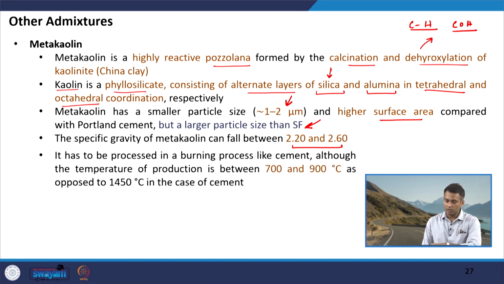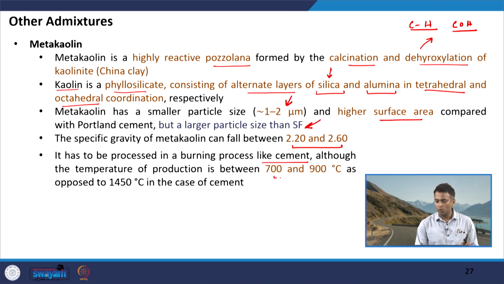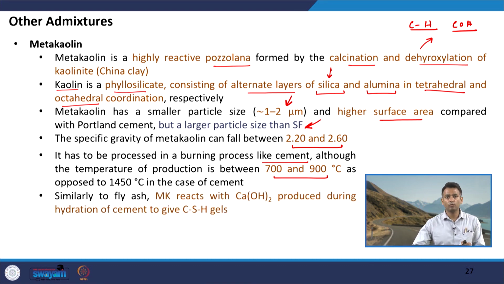It has to be processed by a burning process like cement. Now, the process is the same, but here we use a lower temperature. So, there we were also using clay or shale as our raw material, but we were processing it to a very high temperature of about 1400 to 1500 degrees Celsius. So, in case of metakaolin, again we have to heat the raw material, but the production can take place at a lower temperature, which is around 700 to 900 degrees Celsius. So, therefore, the requirement of heat reduces in case of metakaolin.